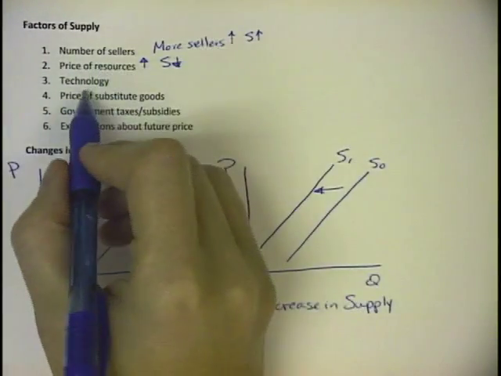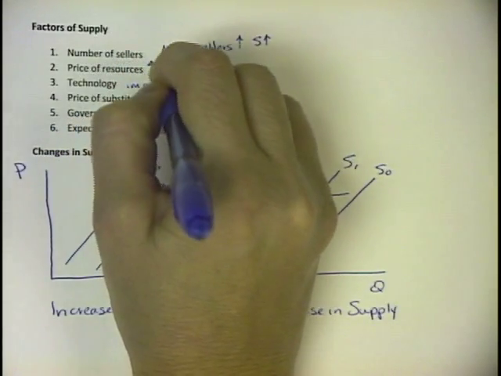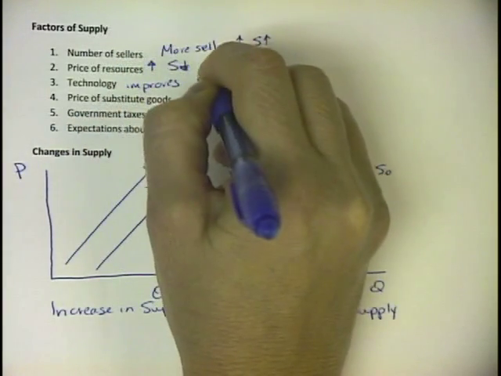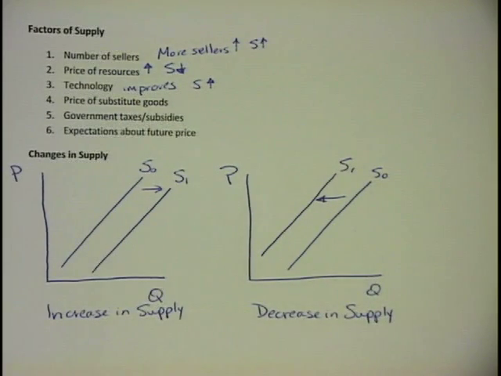So if technology improves, then supply will increase. Supposedly technology should make the production of something easier, so we should be able to produce more.